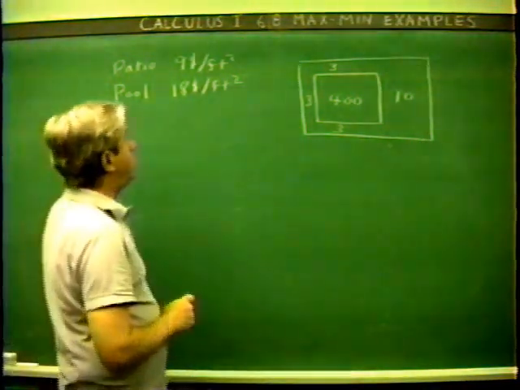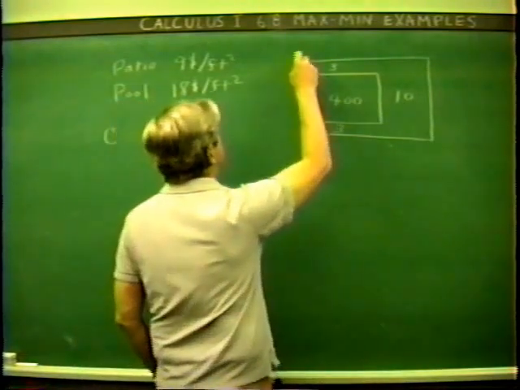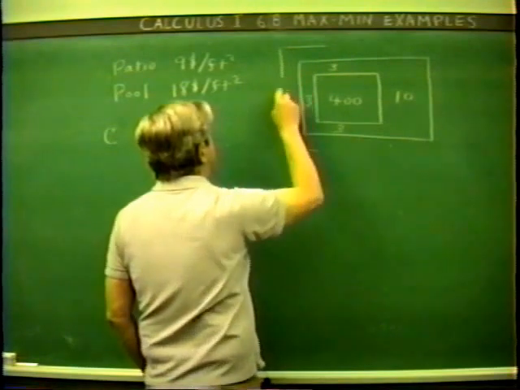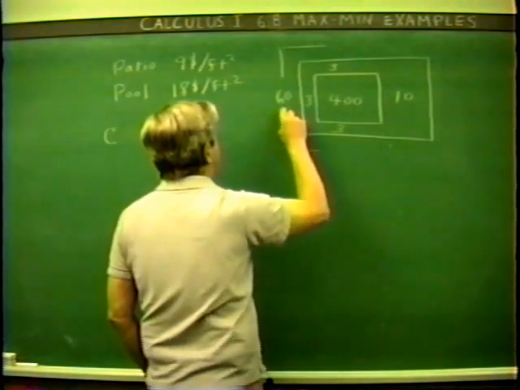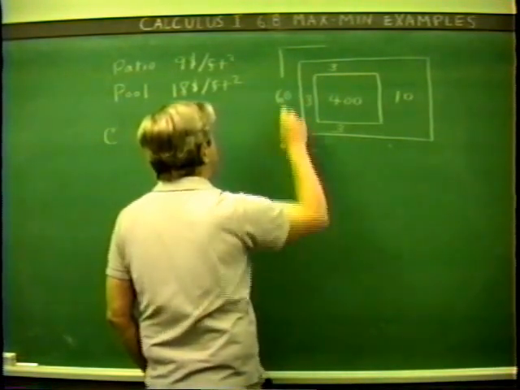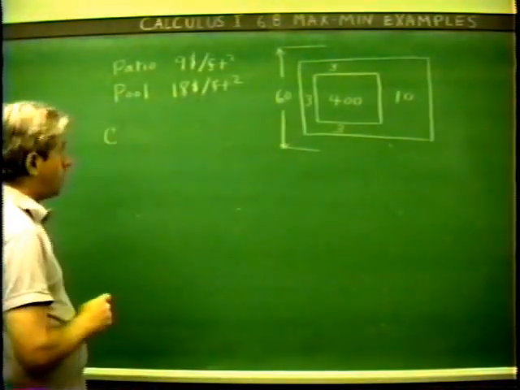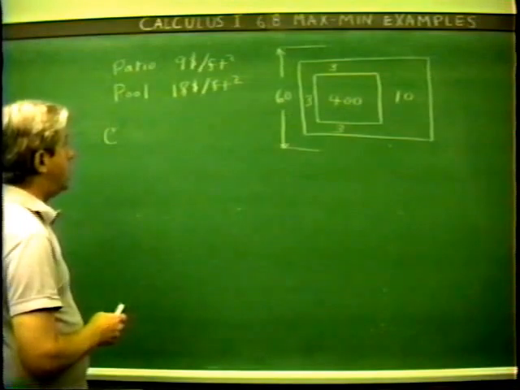Okay, so what is the total cost? Oh, well, let's also assume that we're going to put some limitations on this, namely that this is going to go on a lot that is 60 feet wide. So we do not want the entire width of the thing to be larger than 60 feet.